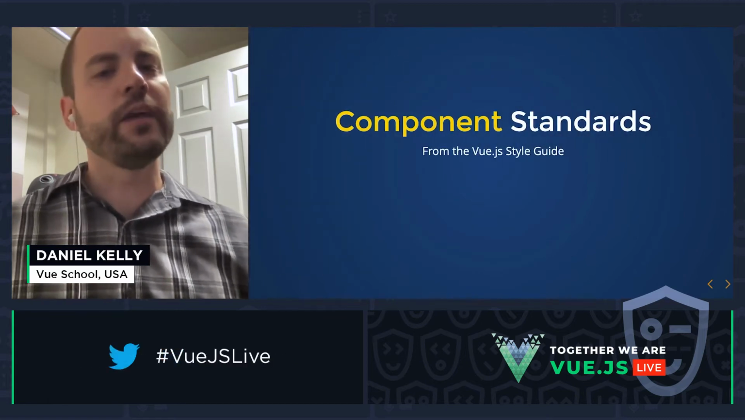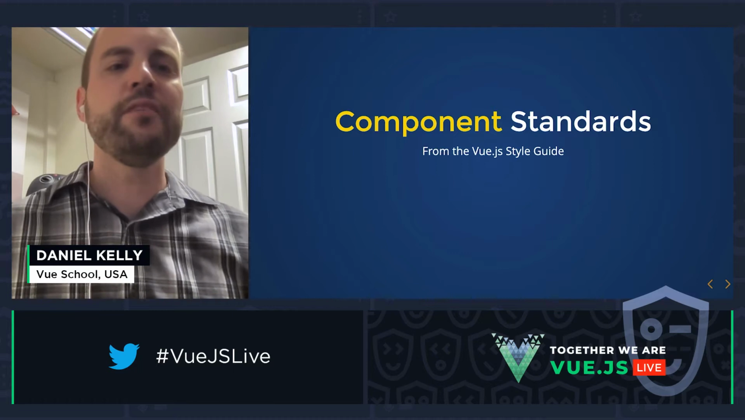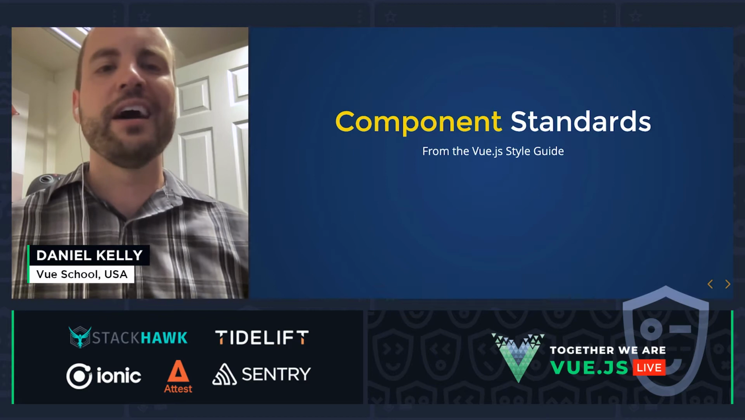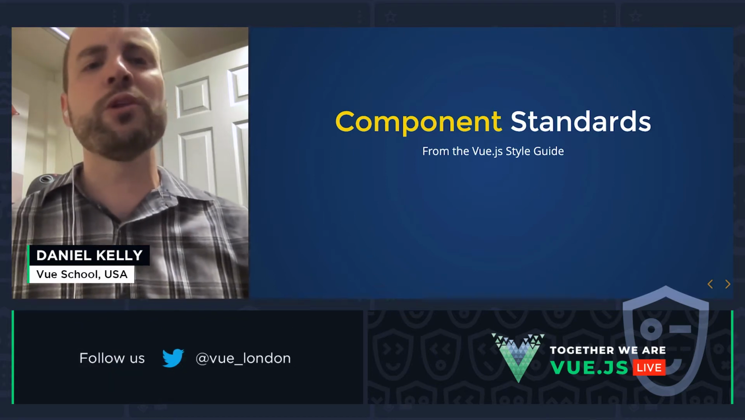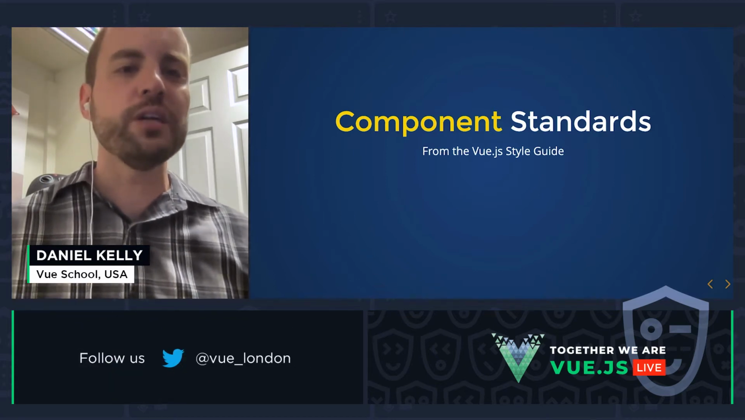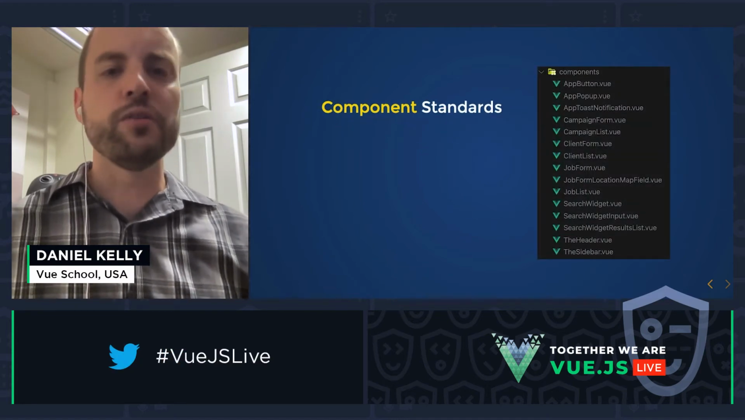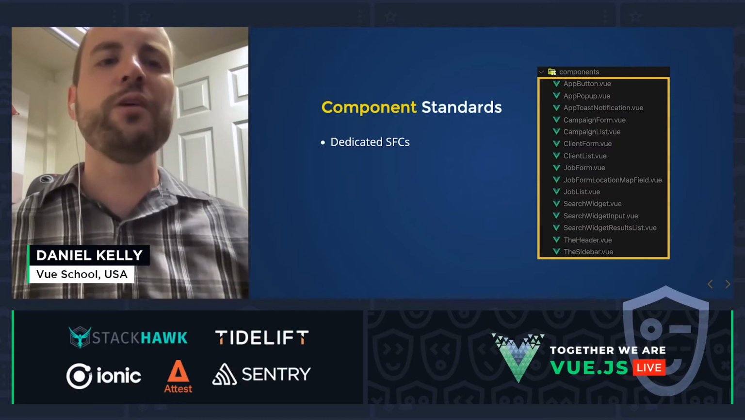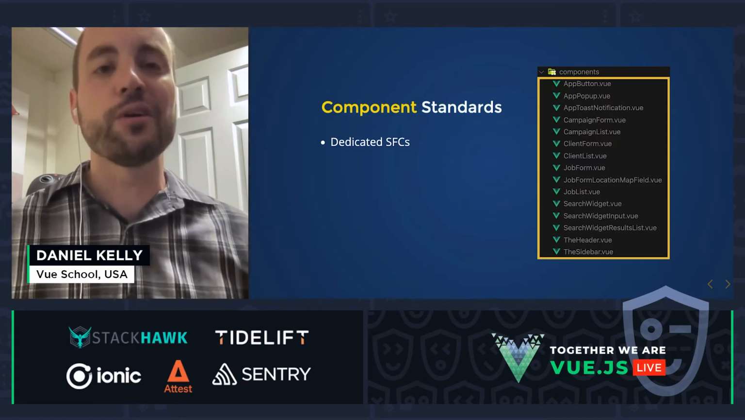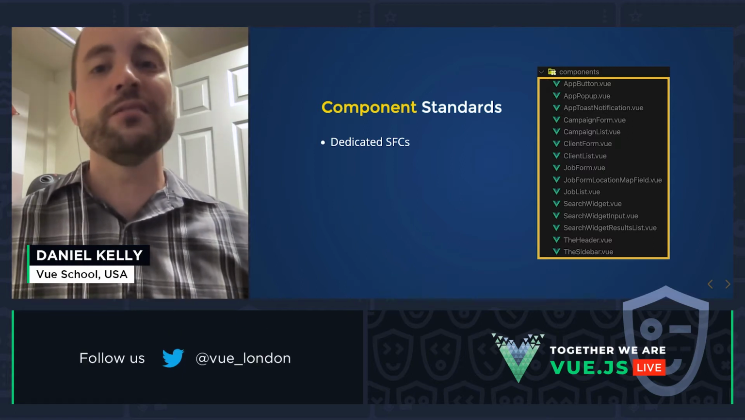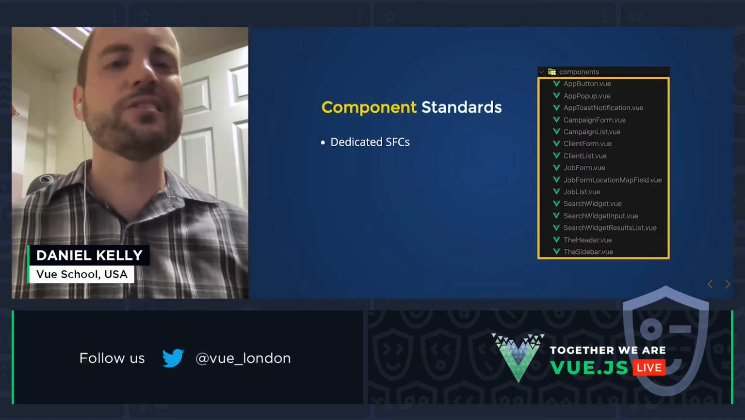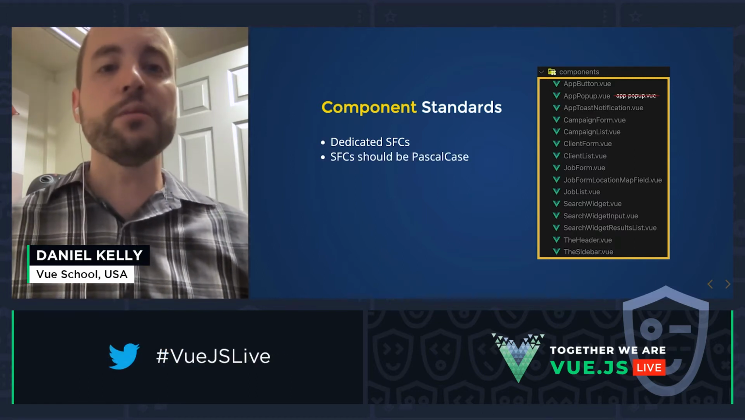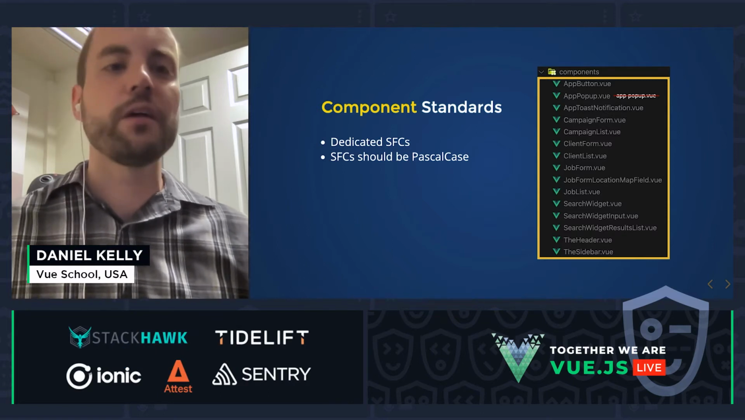Alright, if we drill down now into the components directory, and if we look in the Vue.js style guide, you'll see that we have some component standards described for us in the style guide that will really go a long way to making our code more predictable. So let's take a look at a few of those standards today. The first one mentioned in the style guide is that we really should be using dedicated single file components. There's really no good reason, unless you're not using a build tool, to not just put all your components in a dedicated Vue file. Also, your single file components should be named in Pascal case.